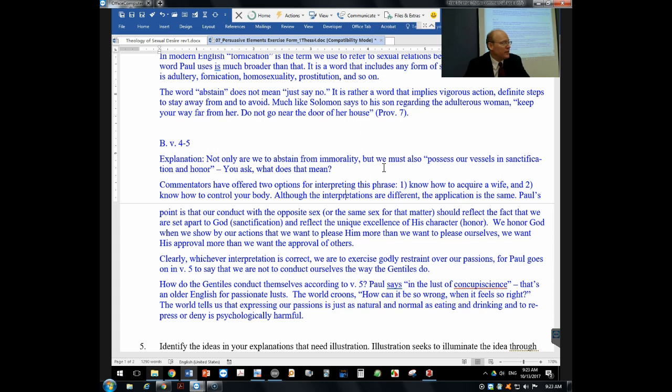If you're using the King James, make sure you can pronounce that word. Okay? Concupiscence. Also, make sure that you don't mispronounce fornication. I've had multiple students talk about fornification. They get an extra F in there.